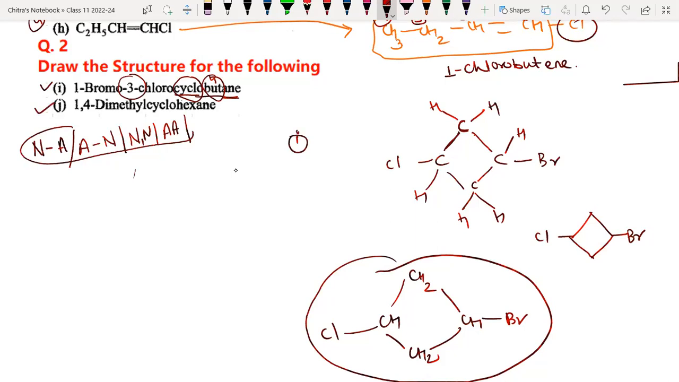So it is I. Now we are going to solve J, and for that I am changing the color to blue. See, again cyclo, so it is a cycle. Hex means 6 carbon, and all the carbon bonds are single. So make a cycle of 6 carbon: 1, 2, 3, 4, 5, and 6 like this. So the bond line structure will be like this.